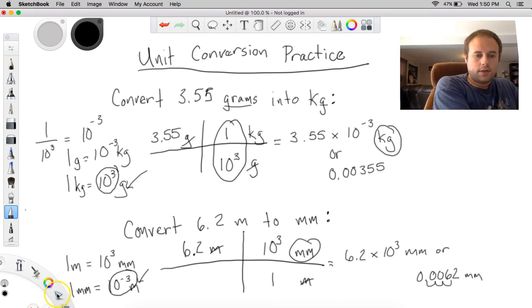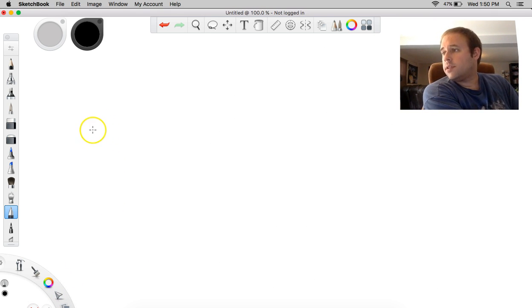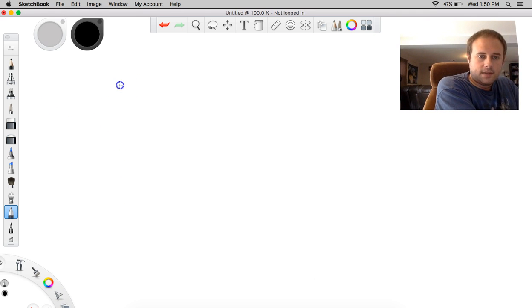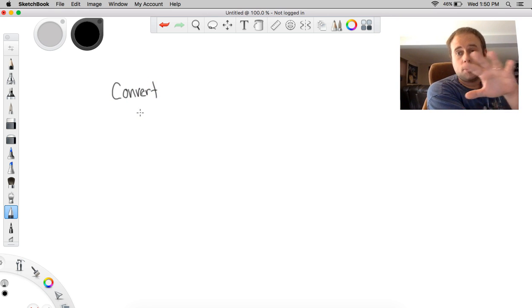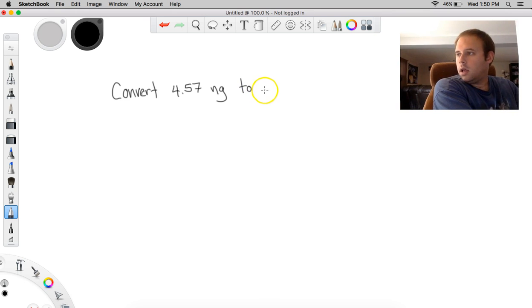Let's practice a few others. All right. Convert. Oh, this is a good one. Okay, this is a little bit different than what we've been doing. So here I'm going to exclude the actual base unit itself and put them both with prefixes, and we'll work with that. So convert 4.57 nanograms into, what do I have there? Milligrams.